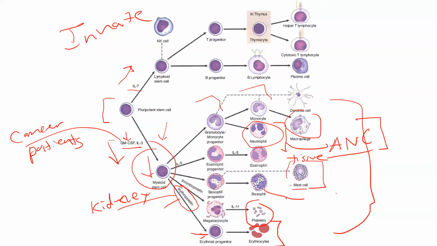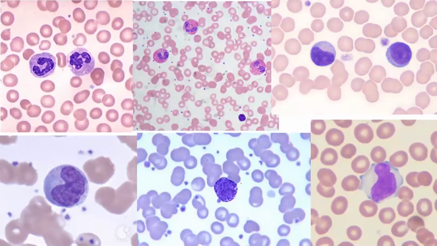Now, what do they look like? It pretty much looks like a dark ball of nothing, and that's it, just a bunch of granules. You don't really see anything else in the cell, and that's how you spot a basophil.